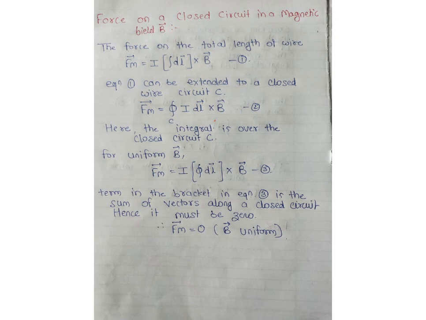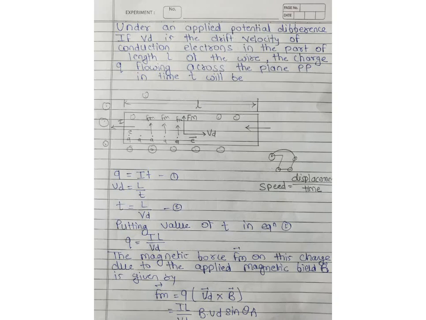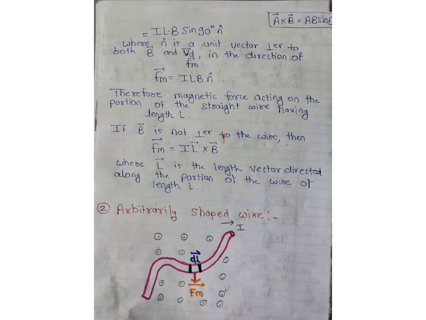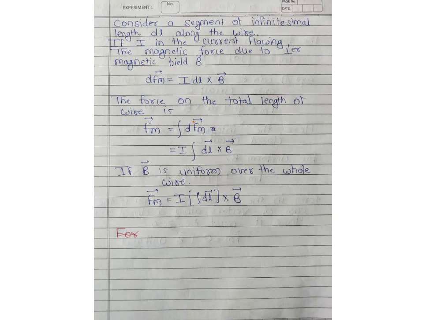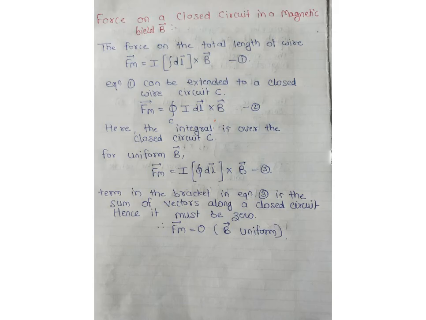Therefore, in today's lecture we have learned three cases. First, when we use the straight line path, the equation is Fm is equal to I L cross B. When we use the arbitrary path, the equation is Fm is equal to I integration of dl cross B. And in the third case, the force on a closed circuit in a magnetic field vector B, the magnetic force Fm is equal to 0.